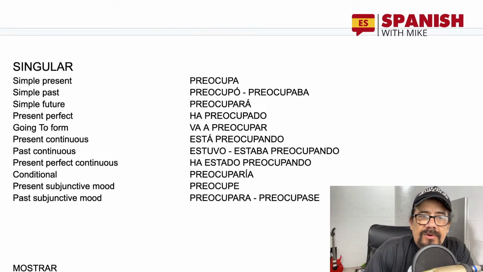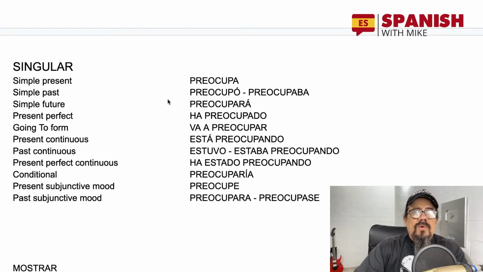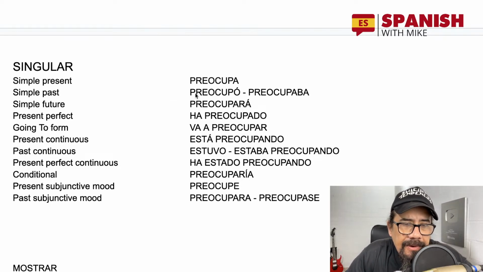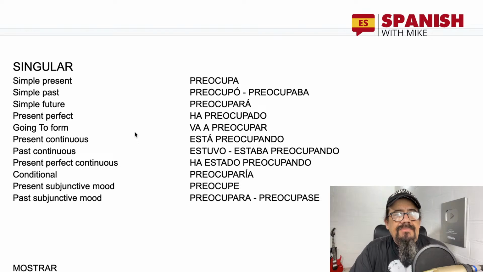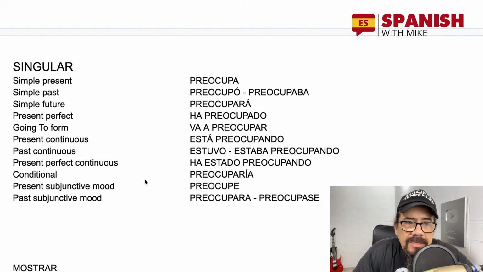Preocupó, preocupaba for the simple past, preocupará for the simple future, ha preocupado for the present perfect, va a preocupar going to form, está preocupando present continuous, estaba preocupando for the past continuous, ha estado preocupando for the present perfect continuous, preocuparía for conditional, preocupe the present subjunctive mood, preocupara o preocupase past subjunctive mood.